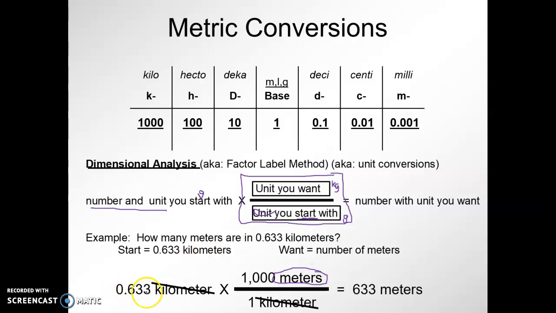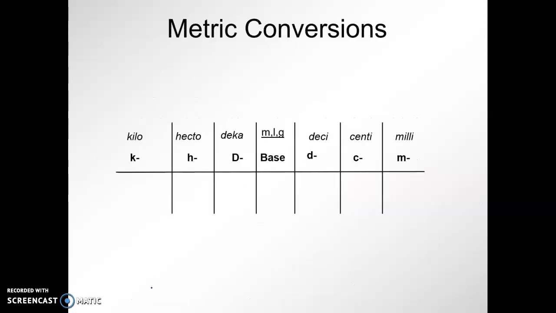So 0.633 times 1,000 would give you 633. Or move the decimal 3 times. I'm going to show you the moving the decimal method. So many of you are already familiar with the saying, King Henry died by drinking chocolate milk. It goes with the metric conversions.